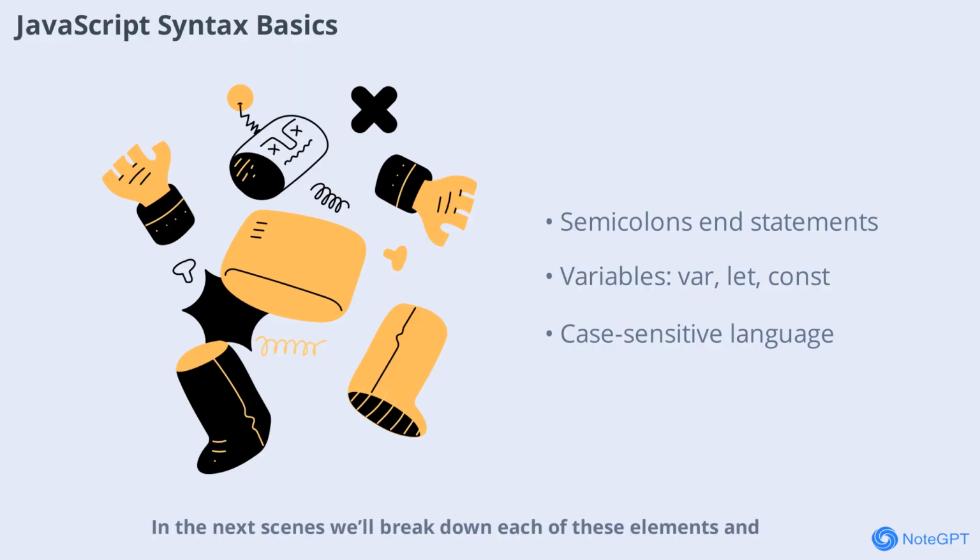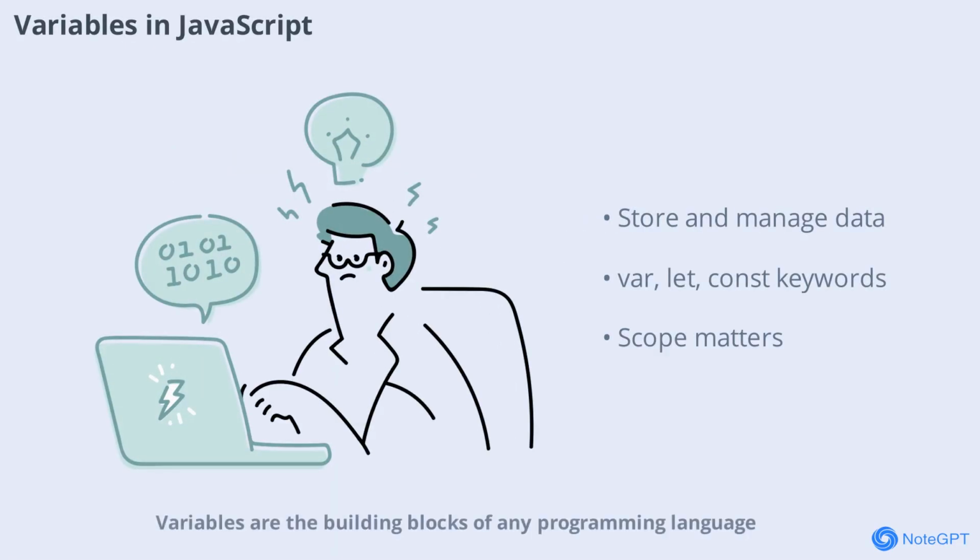In the next scenes, we'll break down each of these elements and see how they work together to build powerful scripts. Variables are the building blocks of any programming language, and JavaScript is no exception. They store data that your scripts can use and manipulate.